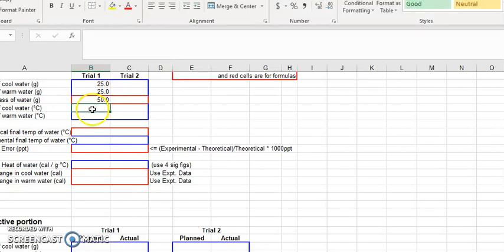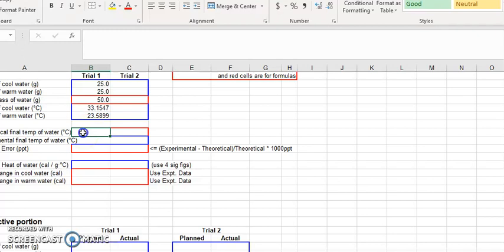The temperature of your cool water and the temperature of your warm water, that is from your data. So I'm just going to put in a couple of numbers that will not match your data, and that's fine. And then the theoretical temperature of your final water. Remember, this is a weighted average. So half of our water was this temperature, half of our water was this temperature.